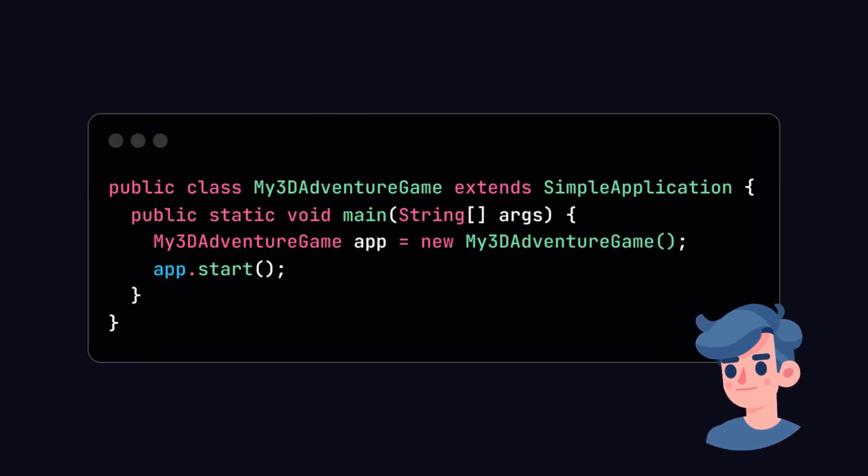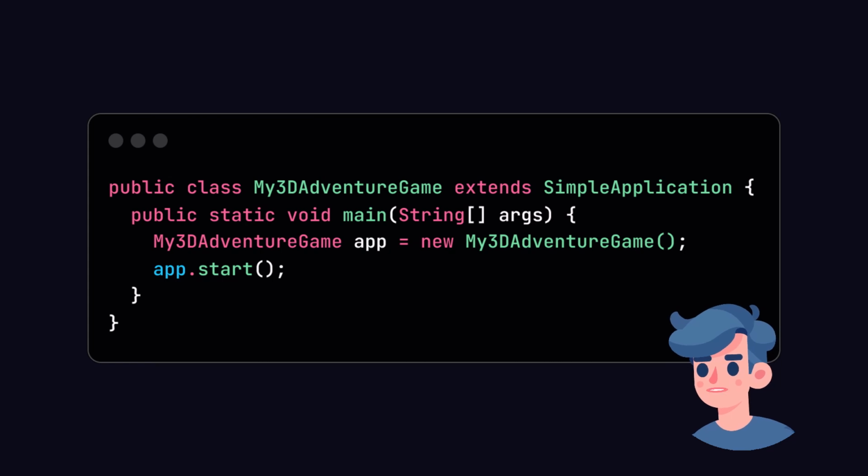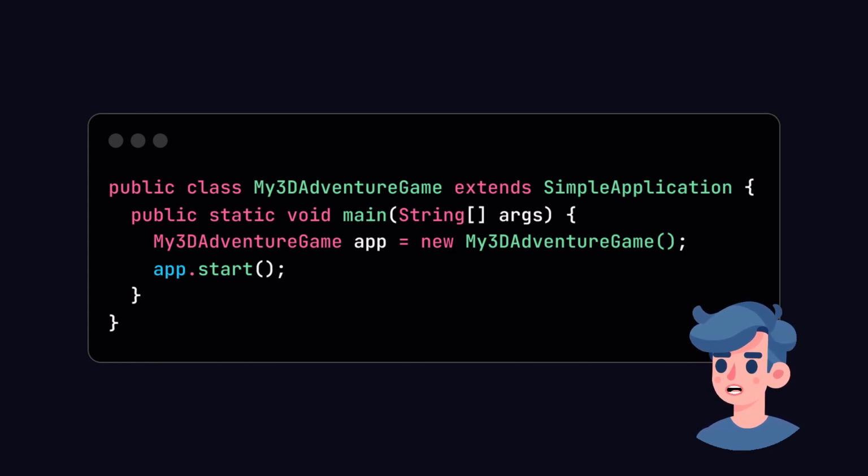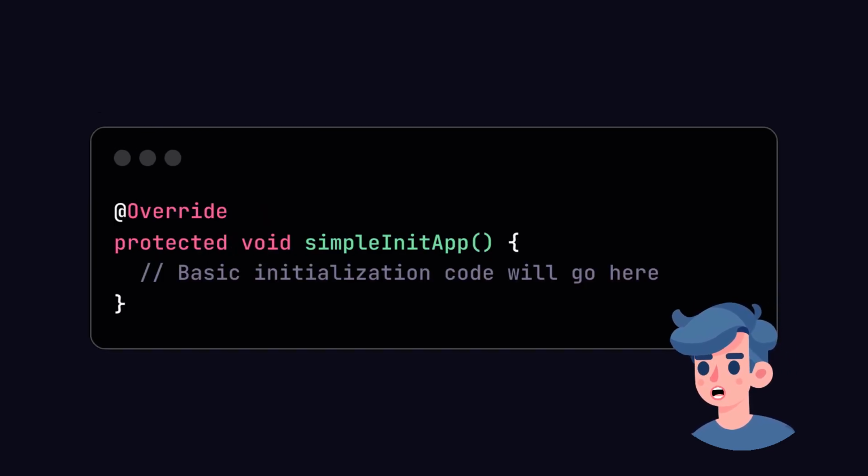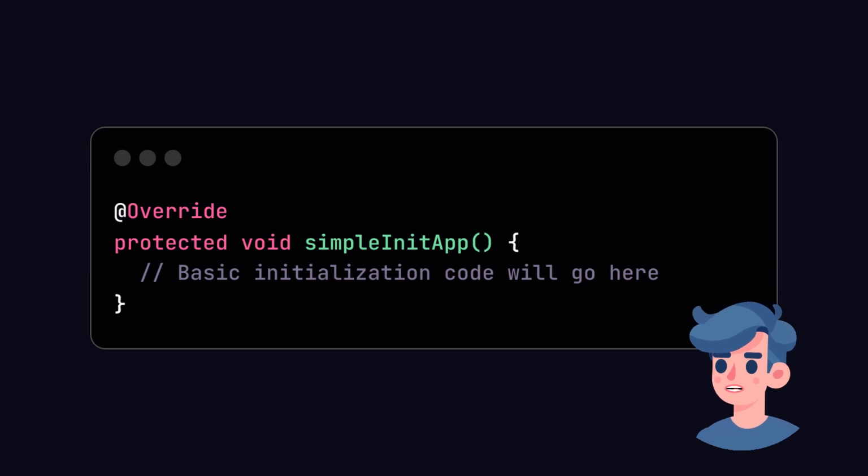Let's initialize our game. Create a new Java class called My 3D Adventure Game. This class will extend the SimpleApplication class, which is the core class for JMonkey Engine applications. In this code, we define the main method that creates an instance of our game and starts it. Now, let's override the simpleInitApp method, where we will initialize our game's assets and scenes.